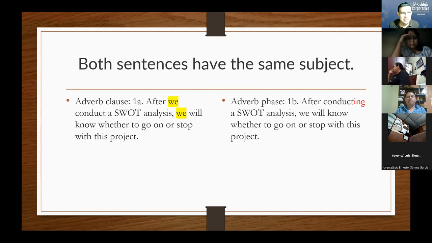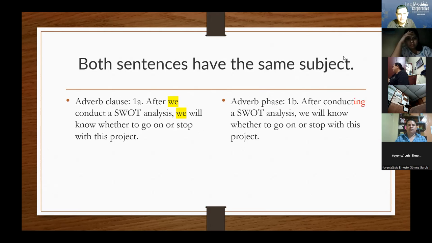For example, it says both sentences have the same subject. This is the first rule. We need to make sure both sentences have the same subject. For example, here we have: after we conduct a SWOT analysis, we will know whether to go on or stop with this project. As you can see, both have the same subject. So if we have the same subject, to reduce clauses we can say: after conducting a SWOT analysis, we will know whether to go on or stop with this project.